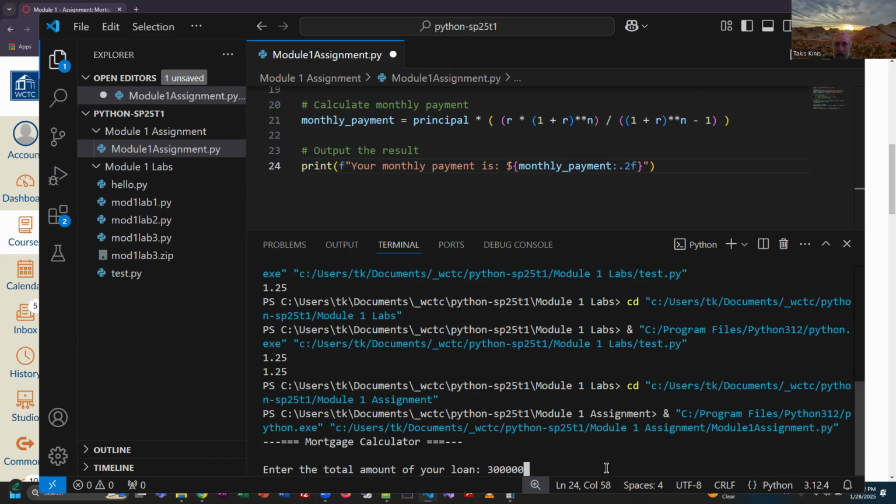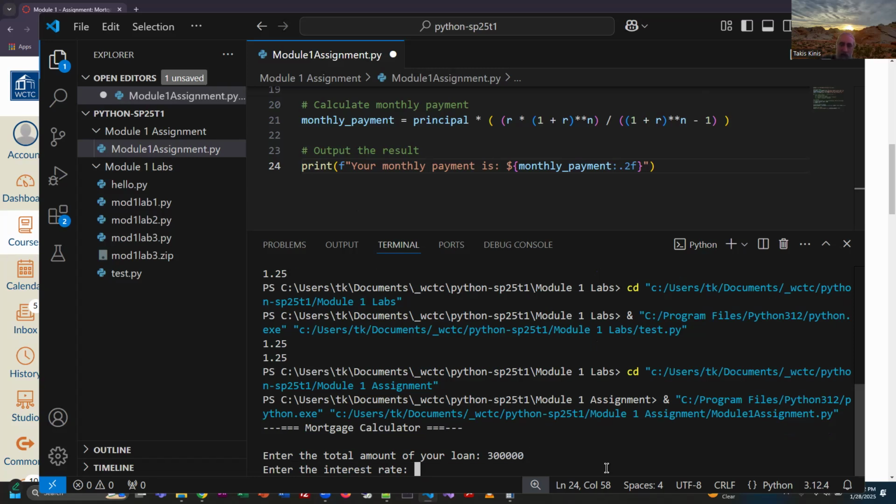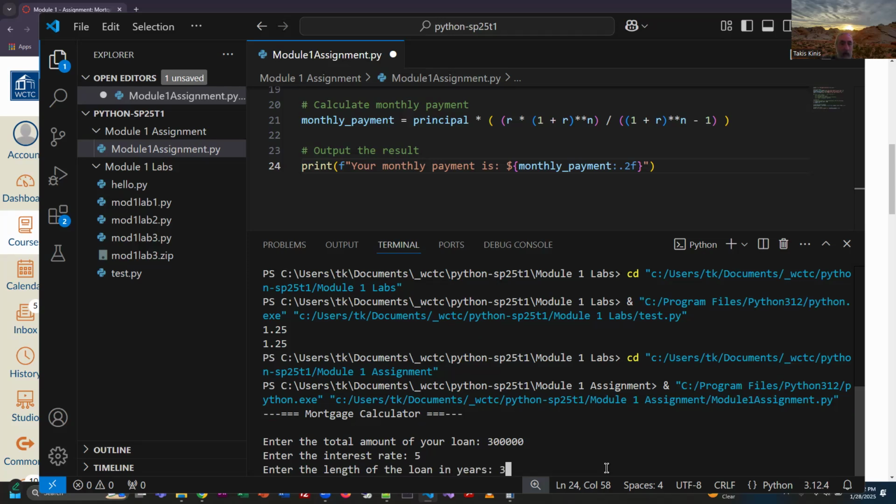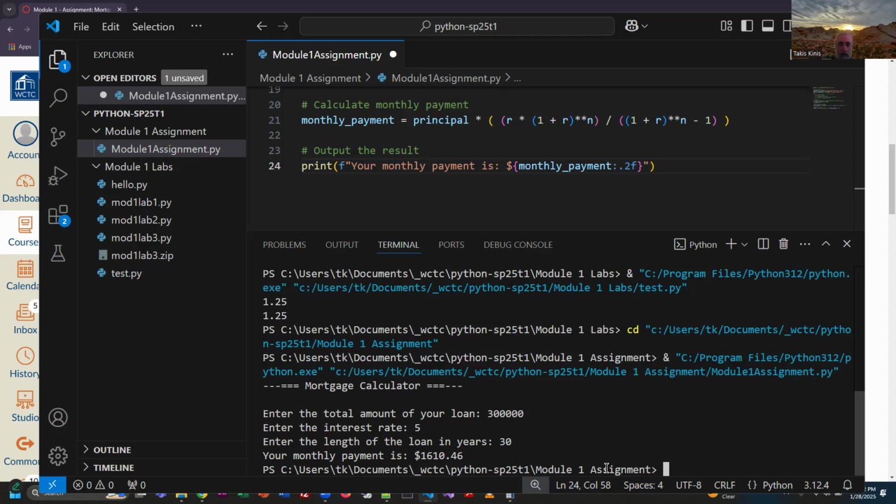So there we go, 300,000. The interest rate is 5. And really the prompt should say, what's the annual interest rate? And then the length of the loan in years, which is 30 years, very typical. And your monthly payment is 1610.46.